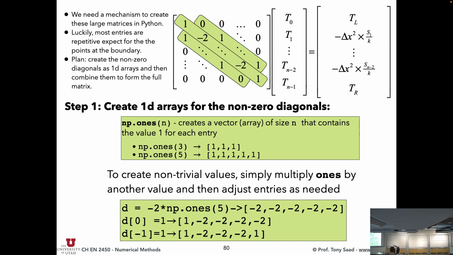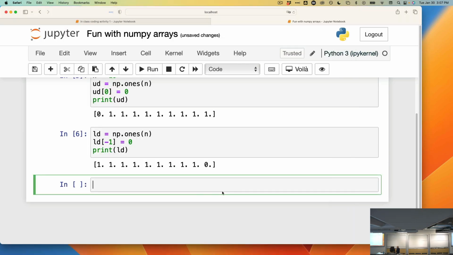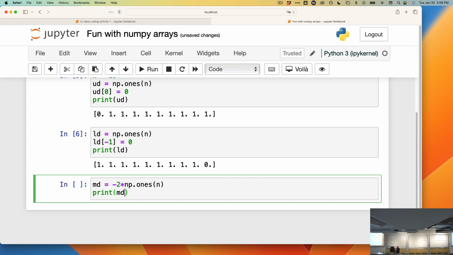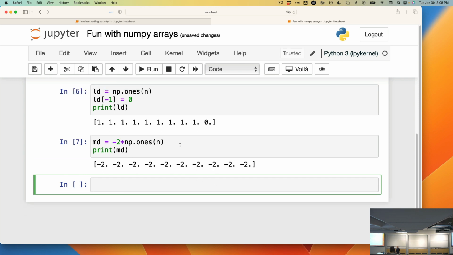So if you look at the main diagonal, it's all minus 2 except the first and the last one. So first, I will create minus 2 times NumPy ones, which gives me a bunch of minus 2s, and then I will fix the first and last entries. So go back here and say main diagonal is minus 2 times np.ones of size n. If I print this, it gives me a bunch of minus 2s.